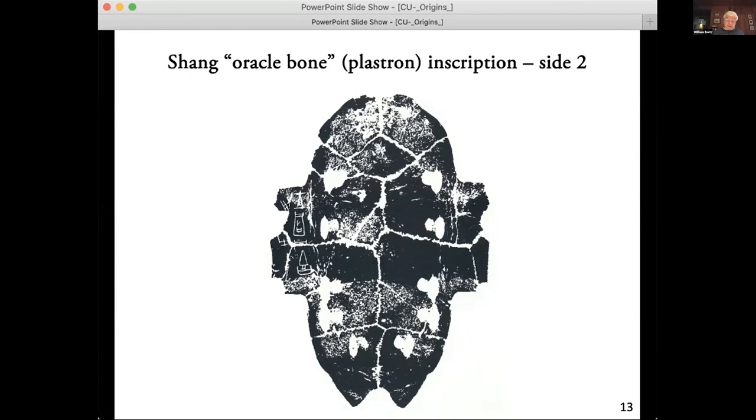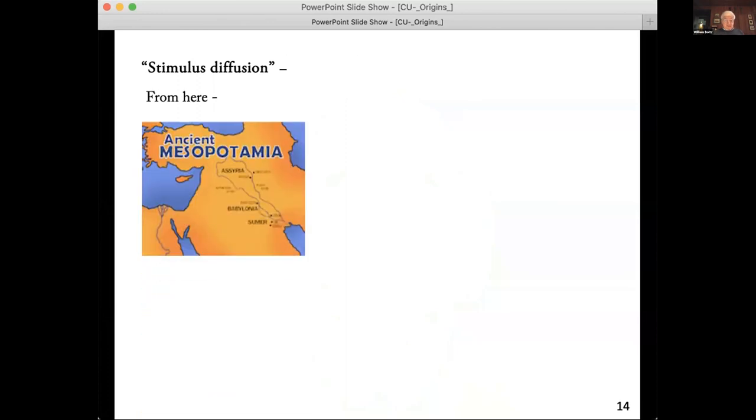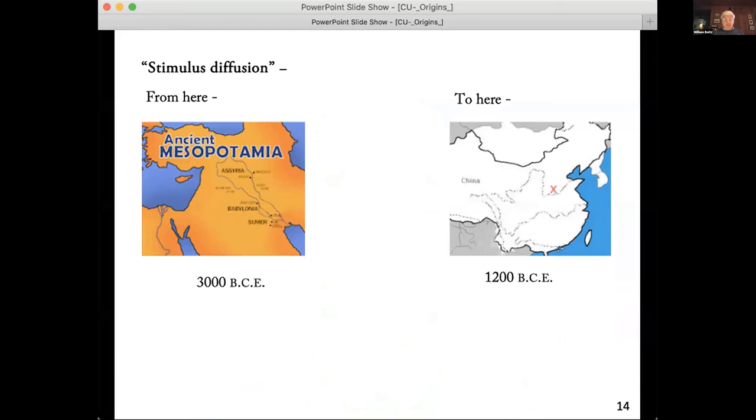So that absence, together with the fact that Chinese writing first shows up 2,000 years later than writing in Egypt and Mesopotamia, provides the opening for the claim that Chinese writing was ultimately the result of influences from writing in the ancient Near East. This is usually referred to as stimulus diffusion. The claim is that somehow the concept or idea of writing was passed from the ancient Near East, that means from here, and it served as a stimulus for the invention of writing here. The time difference between the two is as much as 2,000 years.